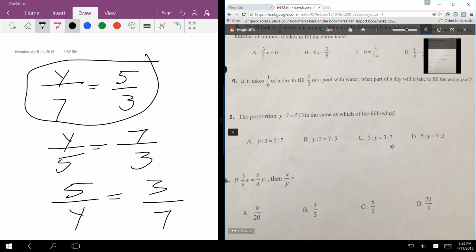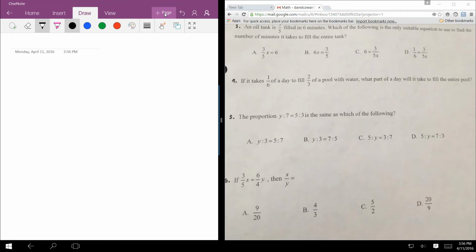Got time for one more. These are actually some pretty good problems. I like these. They make you think a little bit.